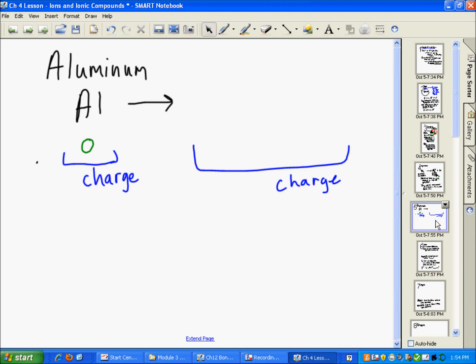So what aluminum will do is lose 3 electrons to get the same number of electrons as neon. So if aluminum loses 3 electrons, it's going to lose 3 negative charges, and that means it will end up with an excess of 3 positive charges. Because in the aluminum atom, your positive and your negative charges cancel out. But if you lose 3 of your negative charges, you're going to end up with 3 positive charges.